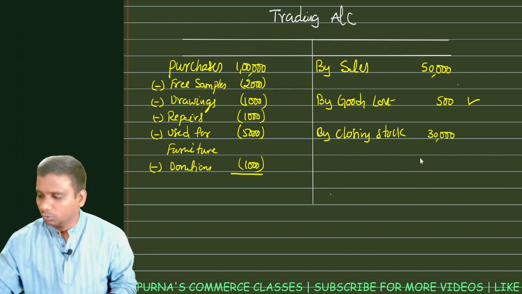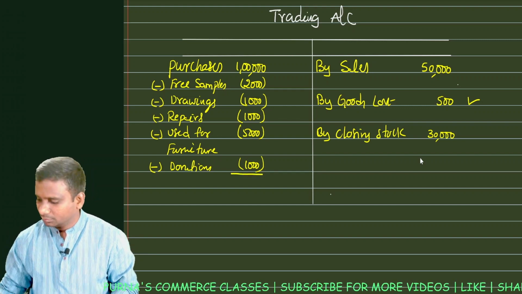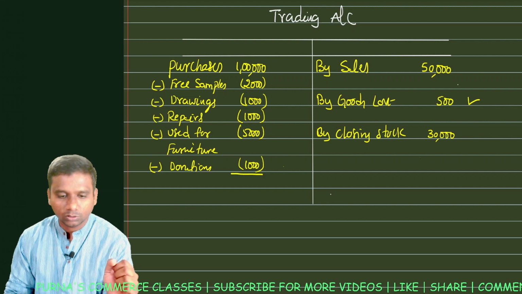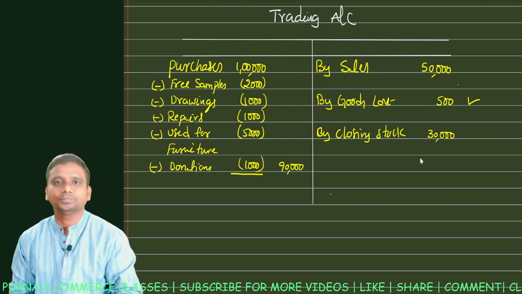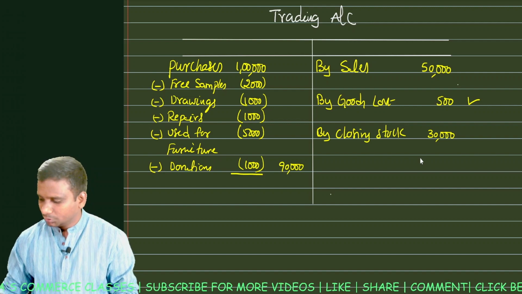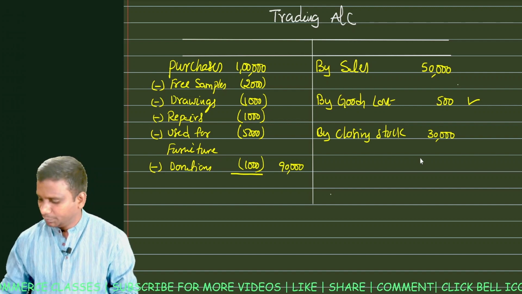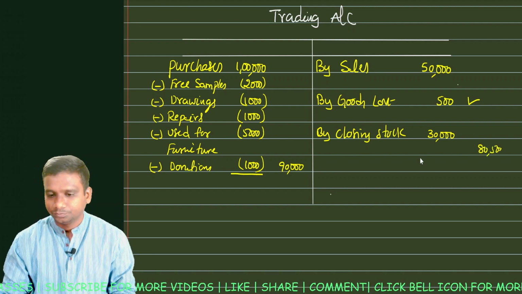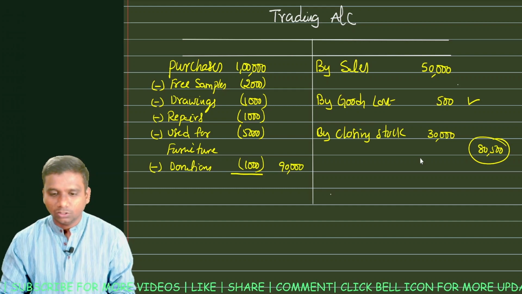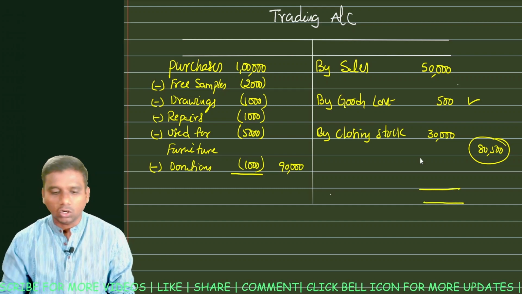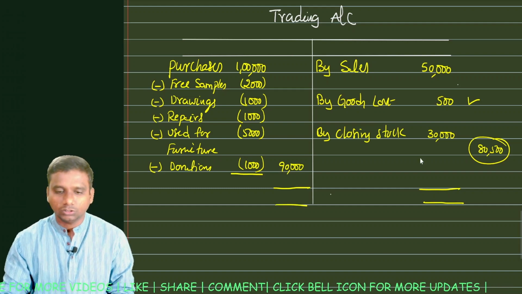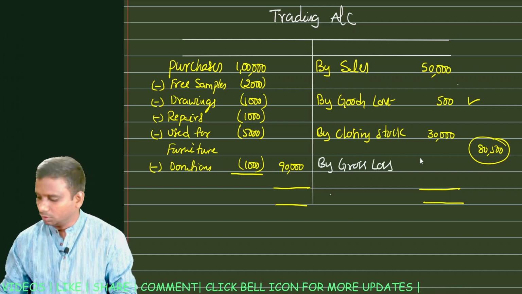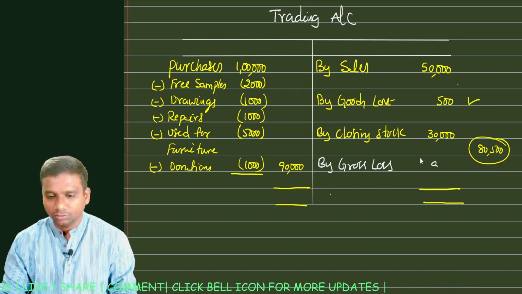Now balance. Here, what is the total you get? Look at 1 lakh minus 2000, 3000, 4000, 9000, 10,000. So what do you get? 90,000 here. Credit side how much? 50,000 plus 500 plus 30,000, 80,500. So what is the meaning of this? We have a loss. We have a gross loss, just for example purposes. Gross loss, how much? 9,500.